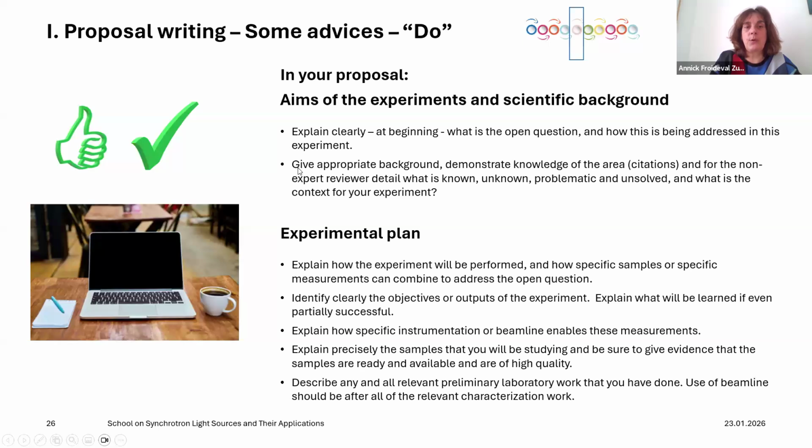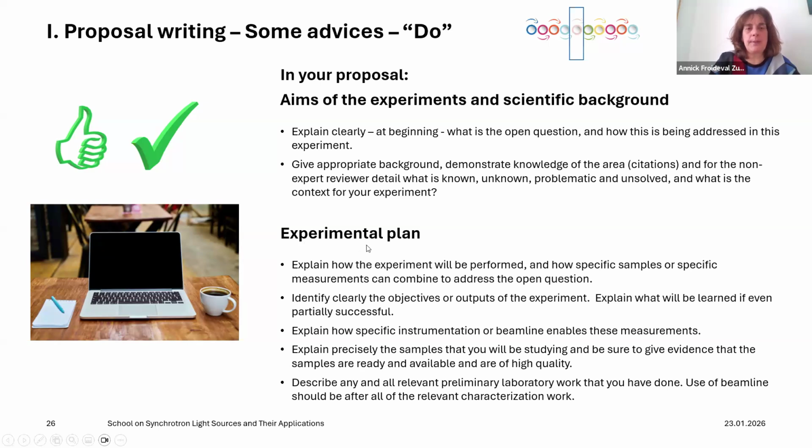what you would like to do. And for a non-expert reviewer, detail what is known, what is unknown, what is problematic, what is unsolved, and what is the context of your experiment. So it is really very important to make it very clear and very detailed for everybody, including expert reviewers who are not an expert in your field, to be understood.